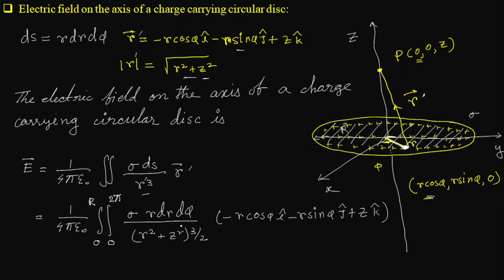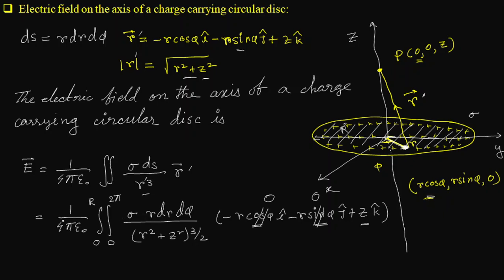So you can see here there is only a cos phi term and only a sin phi term. When we integrate cos phi with respect to phi, this will give you 0 over the limit 0 to 2 pi. Also the sin phi term will give you 0 over the limit 0 to 2 pi. So again only the z component will be non-zero in this case. Let me write on the next page.